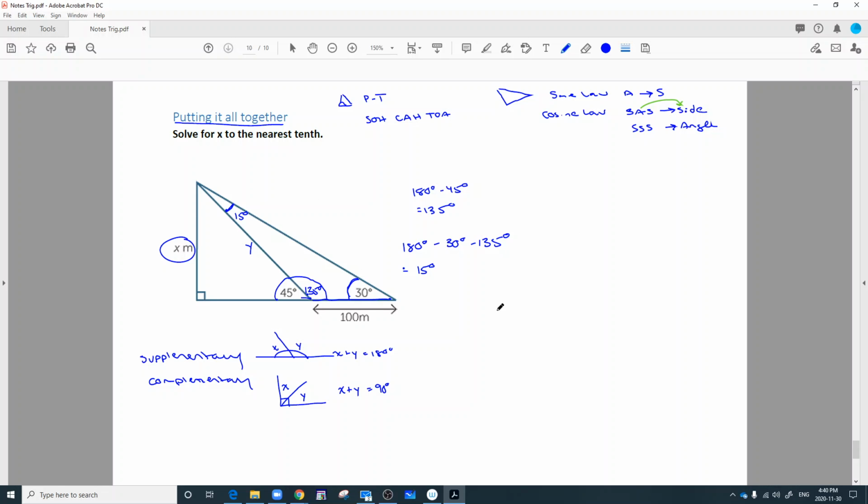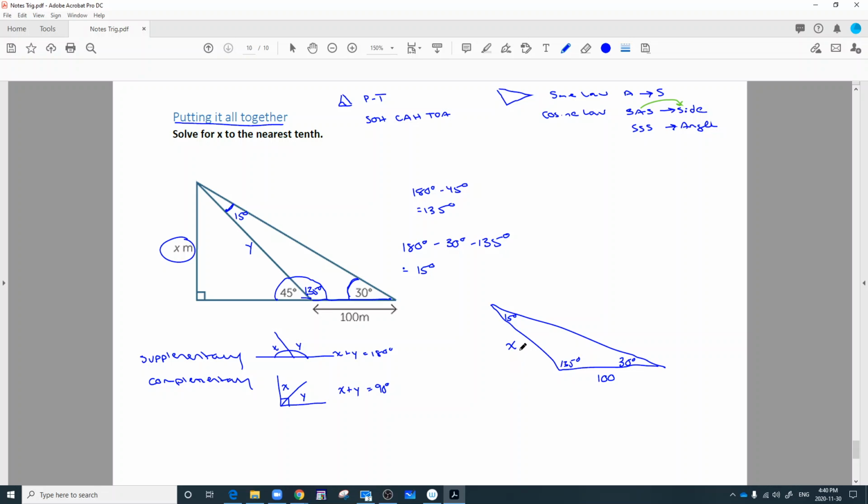So feel free, if you want to, you can always do a drawing of the two triangles. So we've got this one, we know this is 30, we know this is 135, we know this is 15, and we know this is 100. If it helps you to redraw just that one part of the triangle, you can feel free to do that. But what we wanted to do was solve for this.